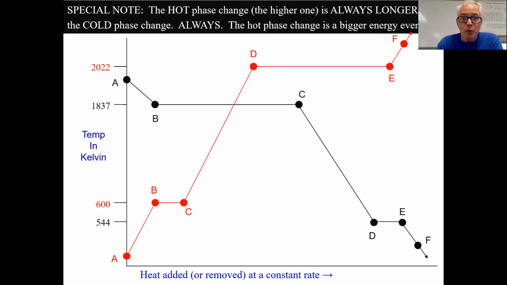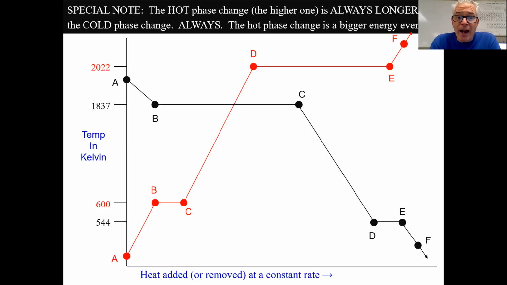Now, here's a special note, and this is important. On the black graph, BC, the hot phase change, that's where it's condensing. That happens at a hotter temperature than DE, which is freezing. On the black graph, condensation is a longer line than freezing. Do you see how long BC is on the black graph compared to DE? Now, on a heating curve, the hot phase change, DE, is way longer than the cold phase change, BC.